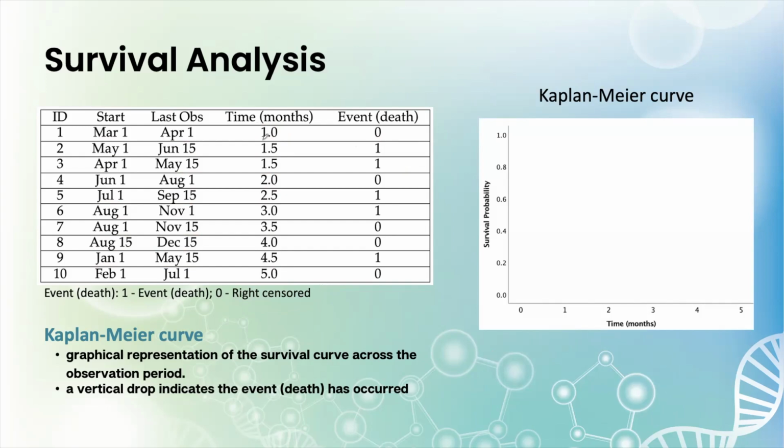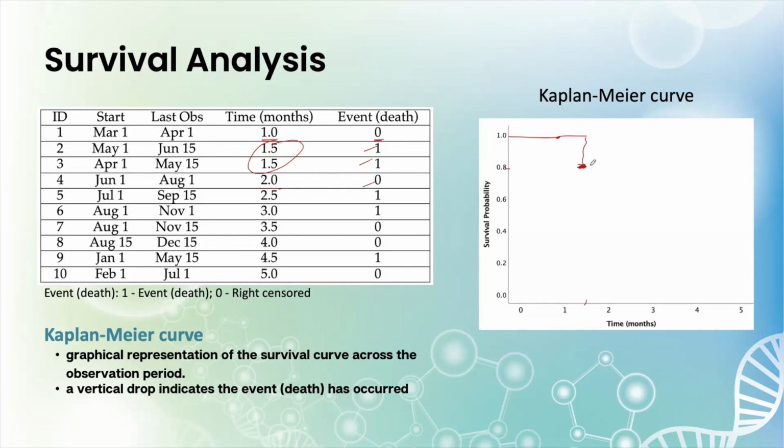Starting at the first patient, who was observed after 1 month, the patient hasn't died yet. So after 1 month, no patient has died yet. In other words, they are still complete after 1 month, so I'm going to put it here. 100% of them are still alive. However, after 1.5 months, 2 patients already died. So this is 1.5 months. 2 patients already died at that point, so that makes it 80% survival. Okay, so that's 80%.